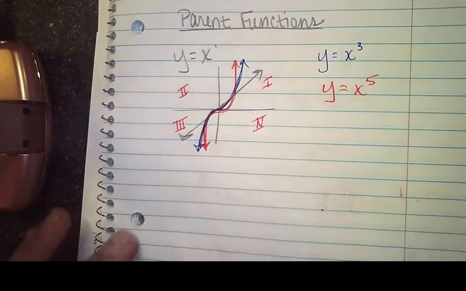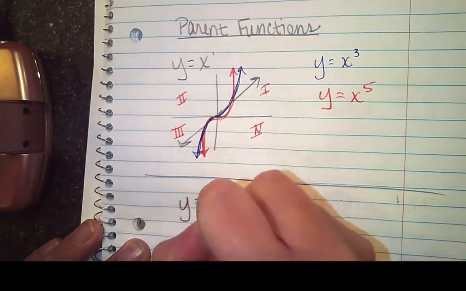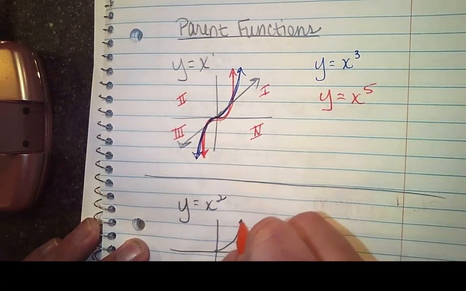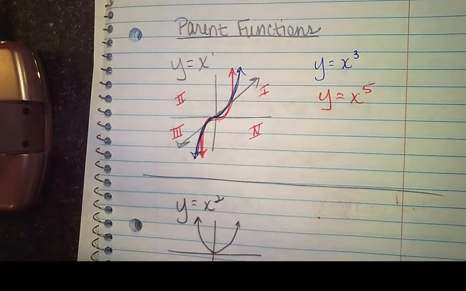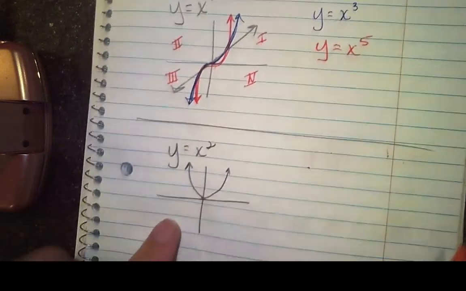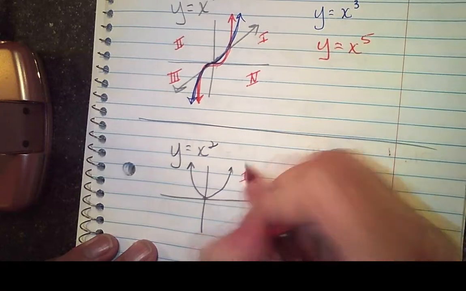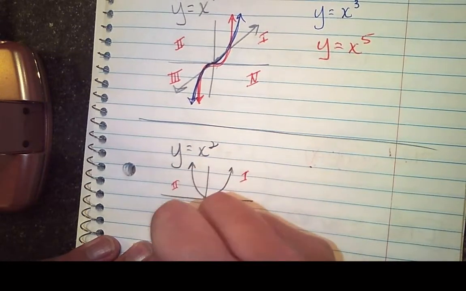So now we can go on to x to the evens. So I've got y equals x squared. And when I make y equals x squared, it makes what we call a parabola. So it looks like this, and it's in quadrants 1 and 2. So don't think that an even exponent will be in 2 and 4. That's not what's going to happen.